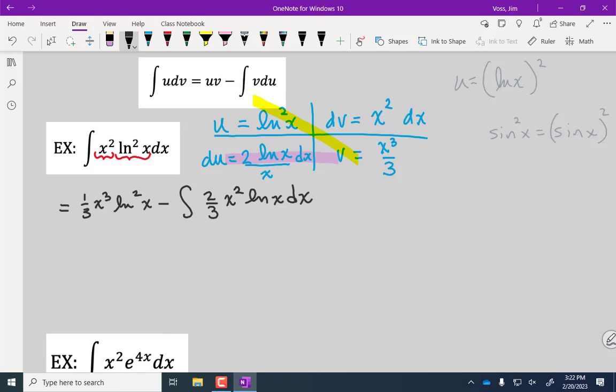Natural log is not squared. So the power on the natural log function has gone down. So that's a good thing. So that means this integral is easier. Now we still have a product of functions. And remember that integration by parts at its core is a reverse product rule. It's when we have a product of functions that we primarily think of integration by parts.